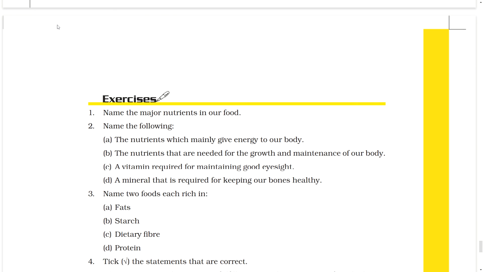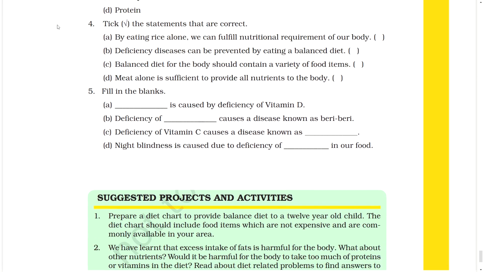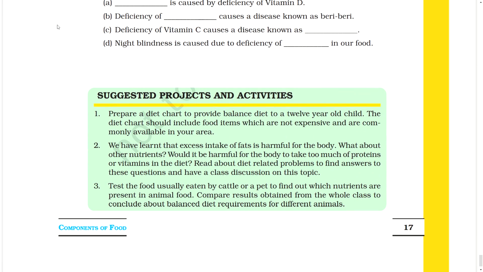Exercises: suggested projects and activities. 1. Prepare a diet chart to provide a balanced diet to a 12-year-old child. The diet chart should include food items which are not expensive and are commonly available in your area.